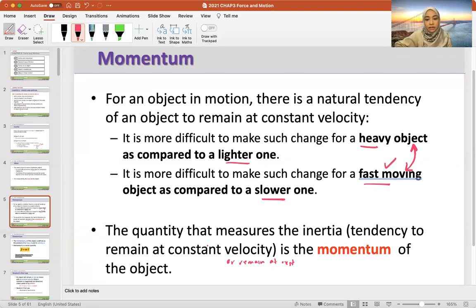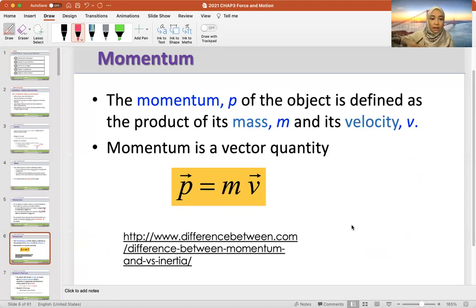So again, the quantity that measures the inertia. So inertia ni memanglah kita cakap, okay, lagi berat, lagi susah nak ni, lagi laju, lagi susah nak stop. But there's a way to quantify the inertia. So it's called momentum. So momentum is also the quantity that measures the inertia or the tendency to remain at constant velocity or remain at rest. And the equation is P equals mv. We talked about how heavy akan jadi susah, fast akan jadi susah. So when this guy is faster, it goes up, right? So momentum also goes up.